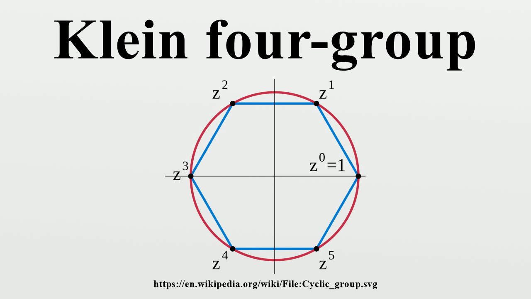In a similar fashion, the group of units of the split complex number ring, when divided by its identity component, also results in the Klein 4 group. In music composition, the Klein 4 group is the basic group of permutations in the 12-tone technique.